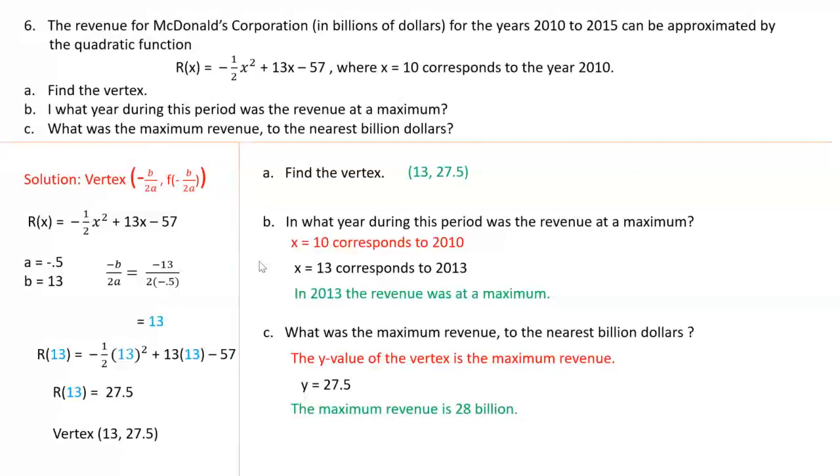So the answer for part A was 13 and 27.5 for the vertex. The answer for part B was in 2013. And the answer for part C, the maximum revenue, is 28 billion. Now for number 7, solve exponential equations.